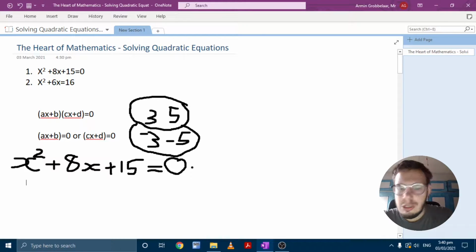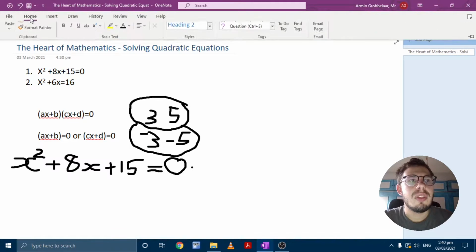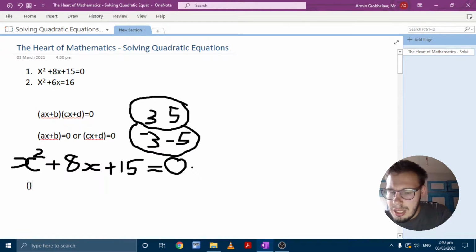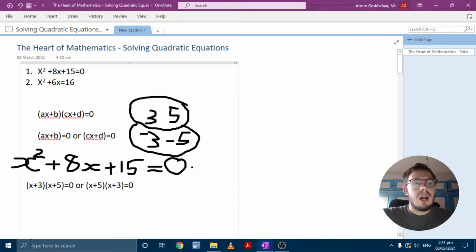So now what I can do is I can say (x plus 3) times (x plus 5) is equal to 0. Or I can say (x plus 5) times (x plus 3) is equal to 0. So now I've factorized this equation.